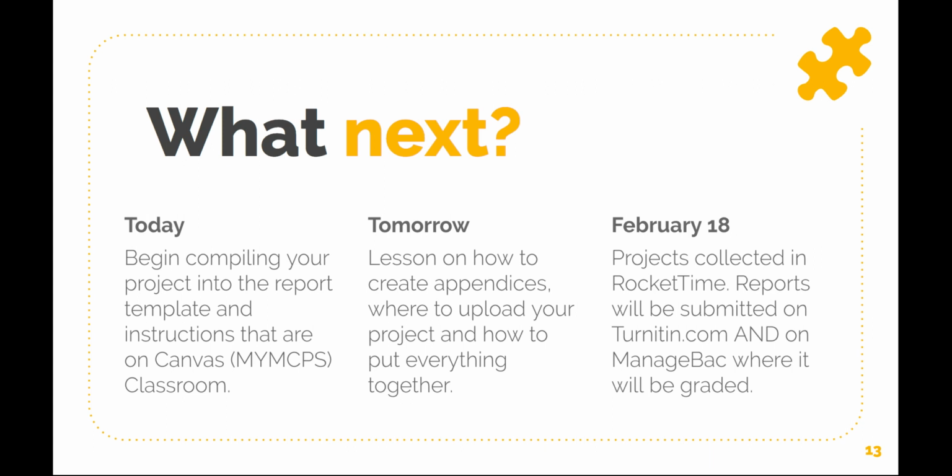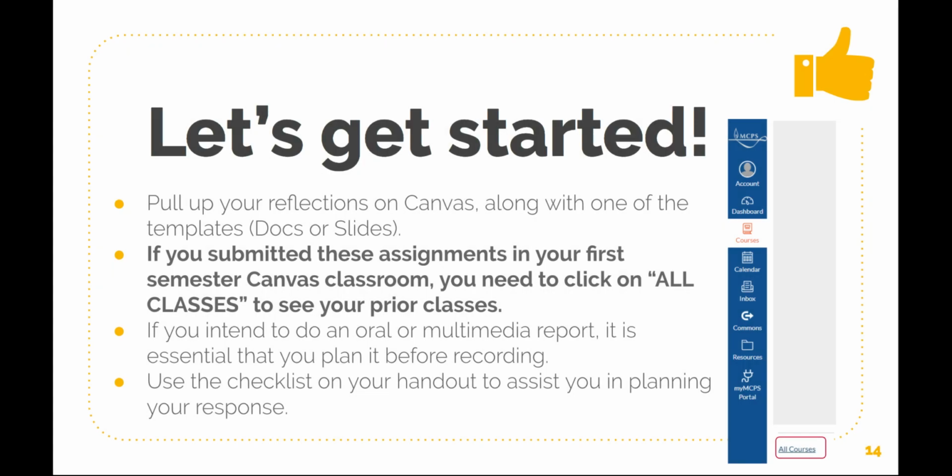On February 18th, projects and reports will be submitted during Rocket Time. You'll be turning them in on turnitin.com and on ManageBack, where it will be graded. So now's a good time to pull up your reflections on Canvas. If you submitted these to the first semester classroom, you need to access your reflections by clicking on the Courses tab at the left and then clicking on All Courses. All Courses will show you all courses that you've ever been enrolled in, including last semester's.